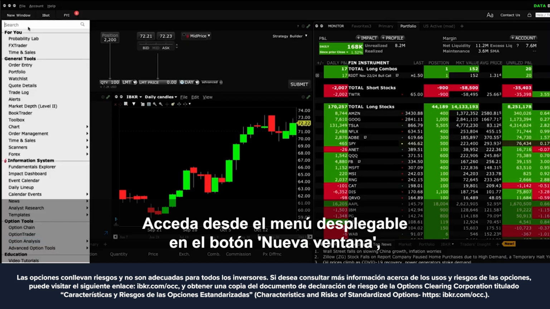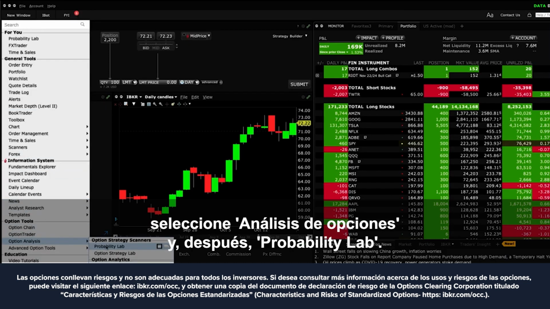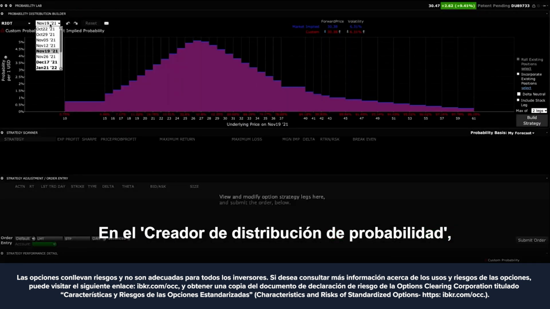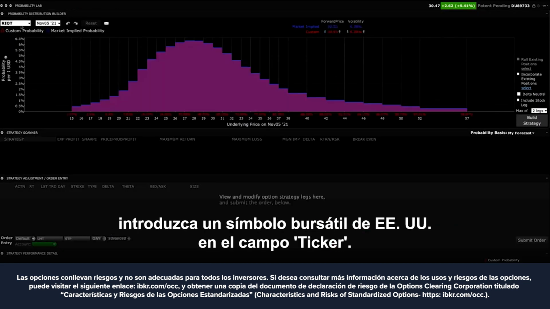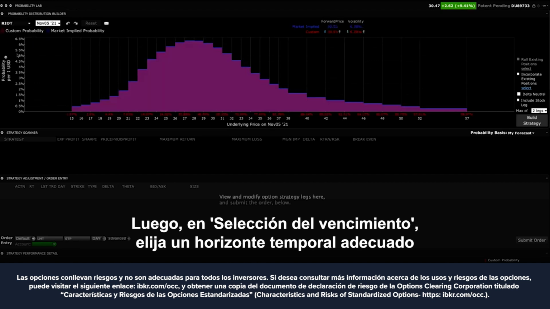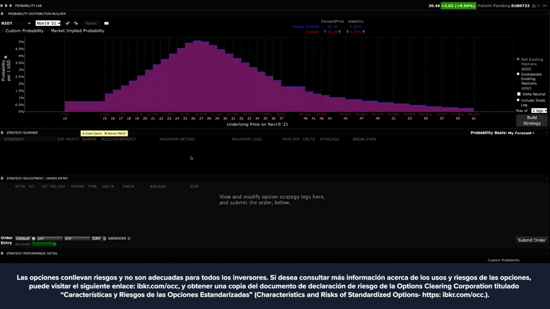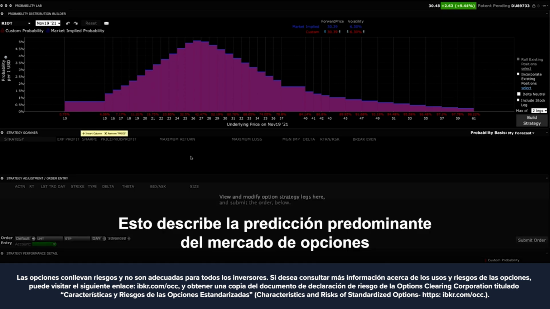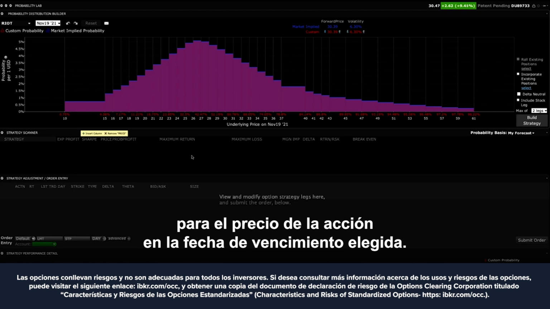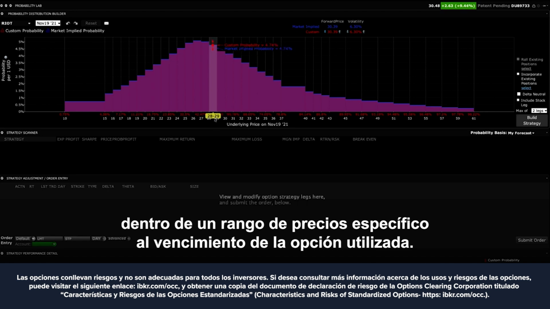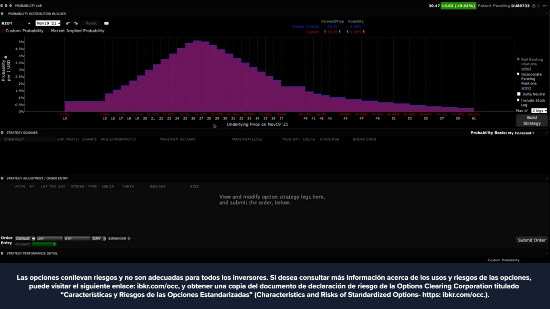Access from the new window drop-down button, select Option Analysis and then Probability Lab. In the Probability Distribution Builder, enter any US stock symbol in the ticker field. Then from the Expiry Selection field, choose a suitable time horizon to see the bell curve distribution displayed in the plot. This describes the option market's prevailing prediction for the price of the stock at the chosen expiration date. It tells us the likelihood that a share price will land within a specific price range by the end of the life of the option used.